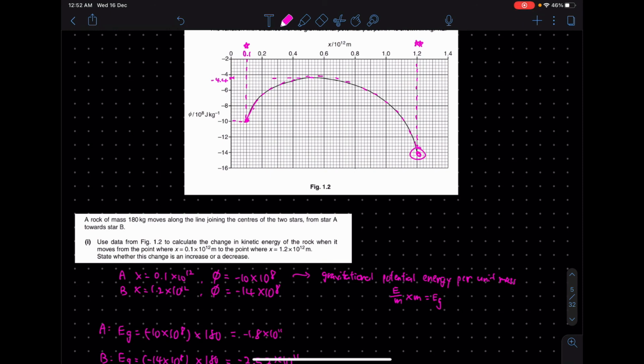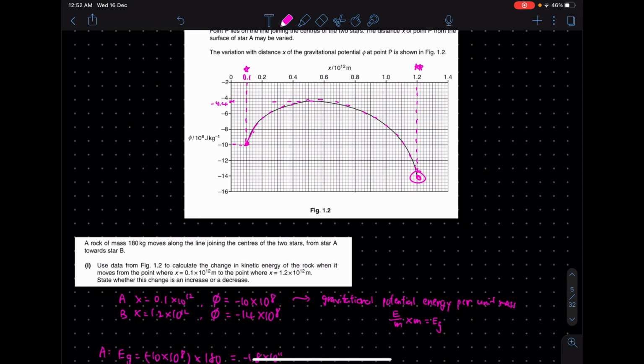Okay, now I'll repeat again. The reason why we only need to bring the rock up to here is because this part belongs to the region within one of the stars. So basically what we're trying to do is get the rock out of this star's gravitational field and into the other star's gravitational field.